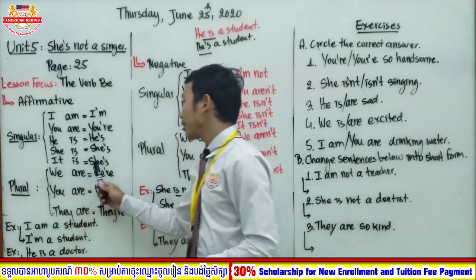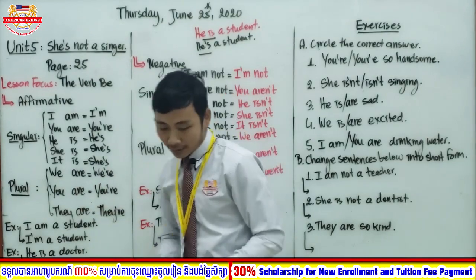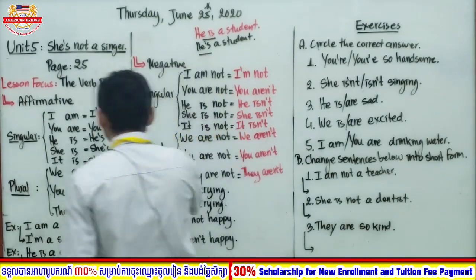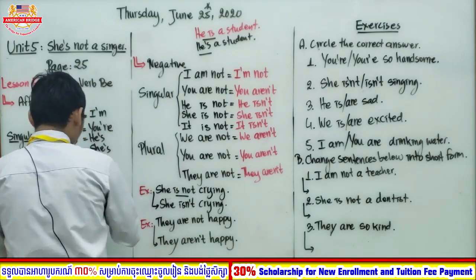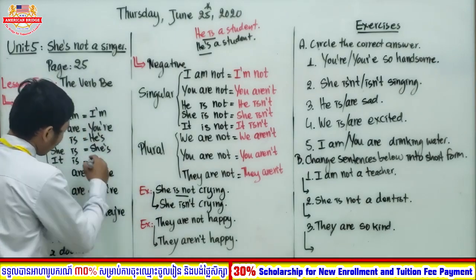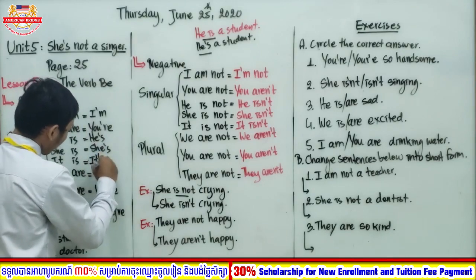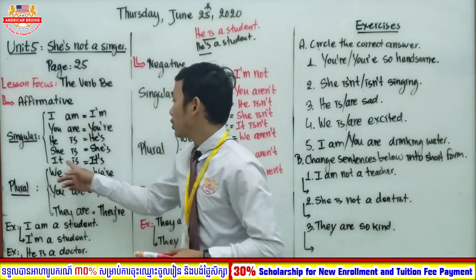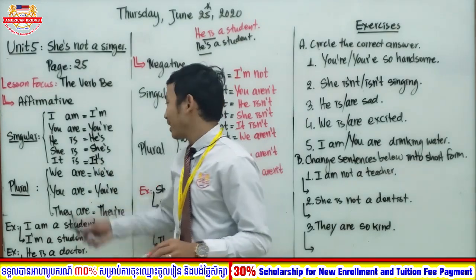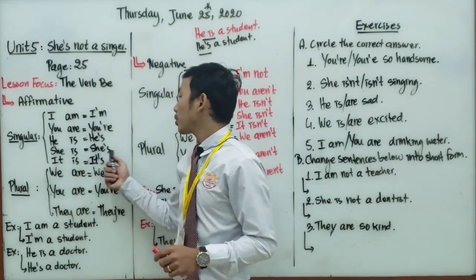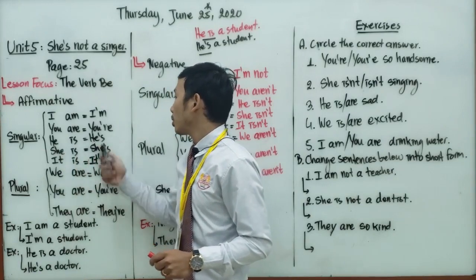It is. It is not she. This one, it is equals it's. Okay. It is, it's. We just put it apostrophe s. Got it? She is, she's. He is, he's.